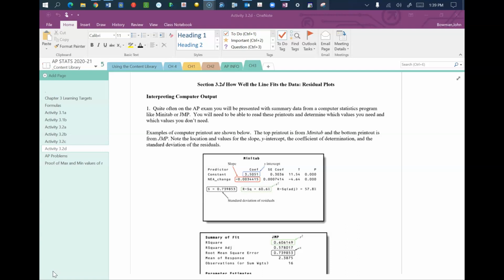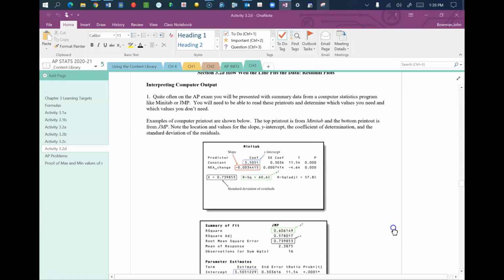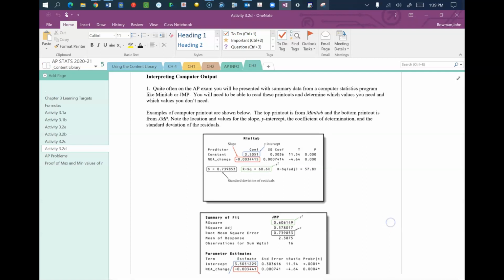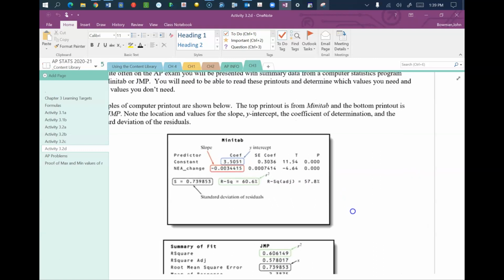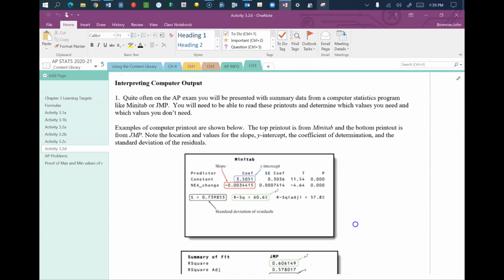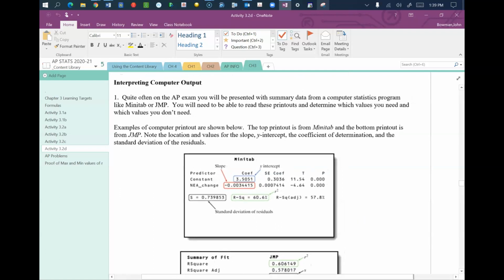Basically, computer output is a holdover from days gone by, when people used computer output that didn't have a very nice graphical user interface like apps on your phone do today. Not sure why, but the College Board decided back in 1997, when they wanted to give the AP exam, that it was important that students knew how to read this.